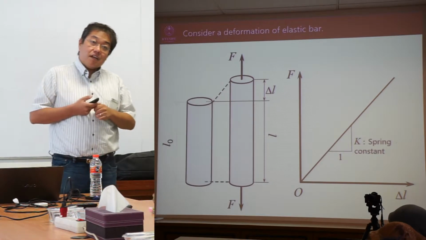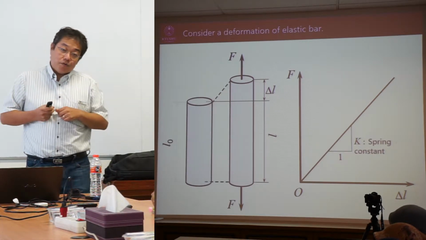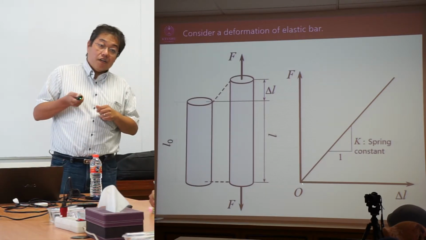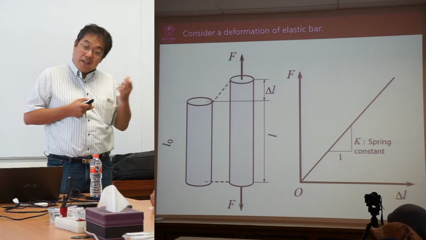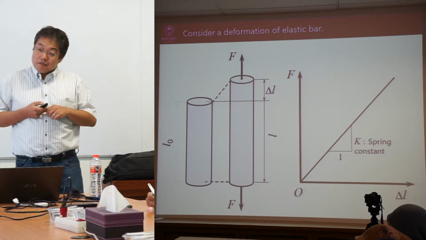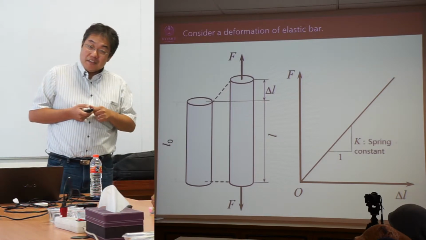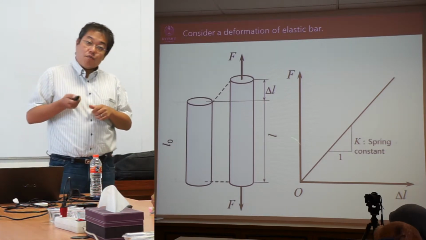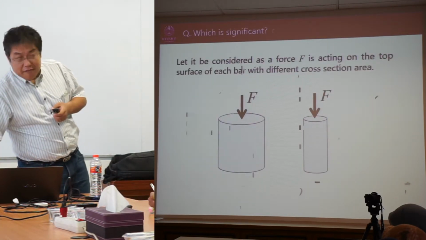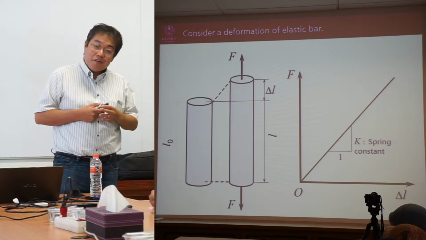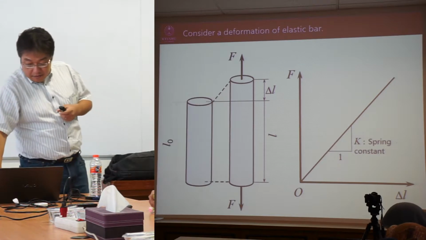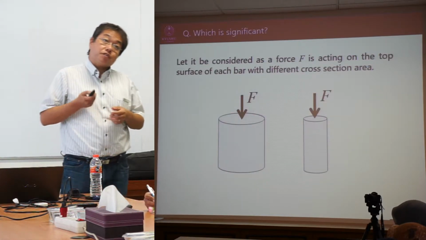And then F is a pull-out force. So if the material is linear elastic, and the spring constant or material constant is K, in that case the linear relation is 1 by K. But F is not very good information, not a good comparison value, so I use stress.